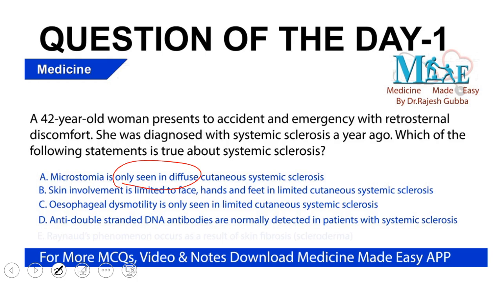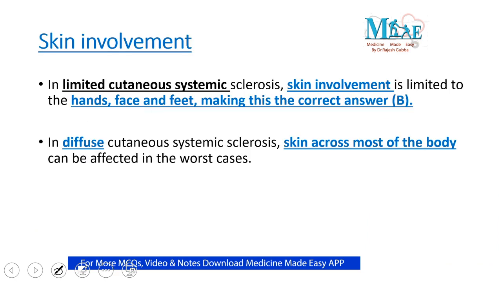Then take the second option. Skin involvement is limited to face, hands and feet in limited cutaneous systemic sclerosis. And this is the correct answer in this particular question. Skin involvement will be there in both limited and diffuse, but in limited, the skin involvement is seen only in the hands, face and feet. Whereas in diffuse cutaneous systemic sclerosis, skin involvement across most of the body will be there. And that is the reason why the second option is correct.